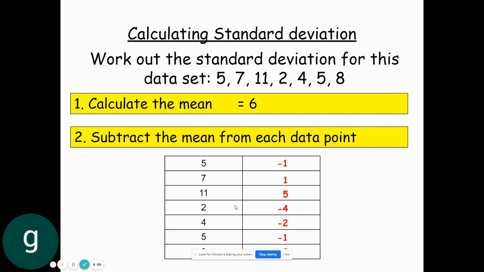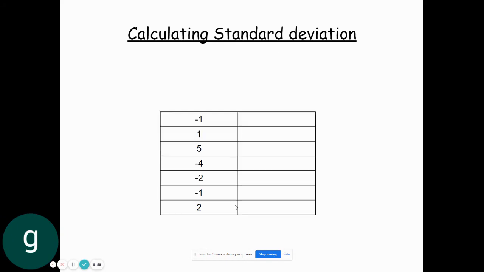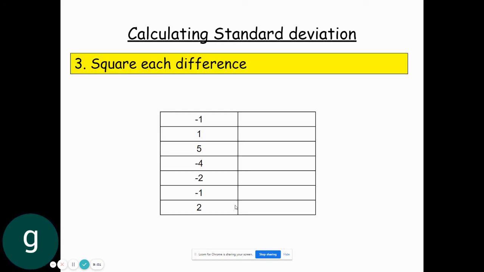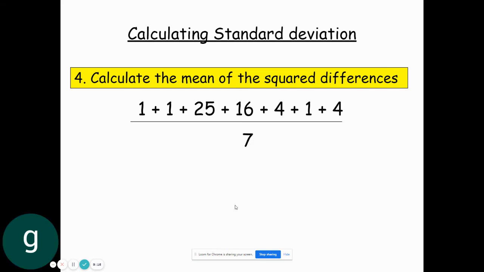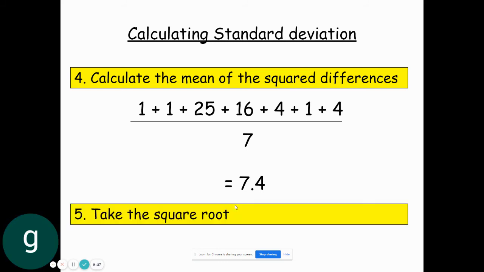As talked about before, we're going to square the deviations from the mean. So you can square these numbers, and a negative becomes a positive. So you get 1, 1, 25, 16, 4, 1, and 4. It then wants us to take the mean of the squared differences. So 1 plus 1 plus 25 plus 16 plus 4 plus 1 plus 4, over 7. We've got the same number of values as before. The sum over n gives you 7.4, so it must have added up to whatever that is, 51, 52.